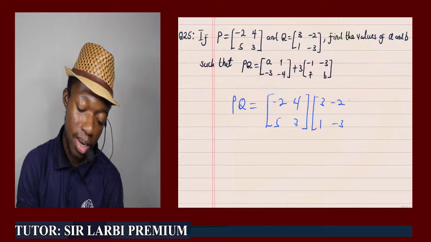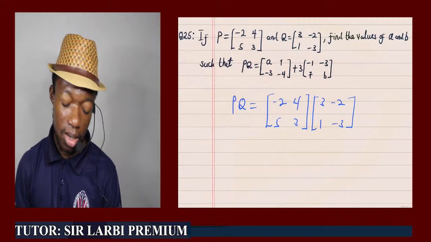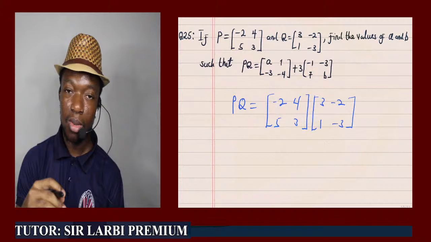3, negative 2, 1, negative 3. All right, so we just have to first multiply this. Okay, so let's do the multiplication and see how far we go. So here, this is a 2 by 2 matrix. So at the end of the day, we should get the result of a 2 by 2 matrix.